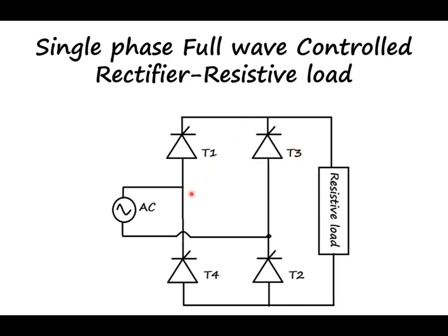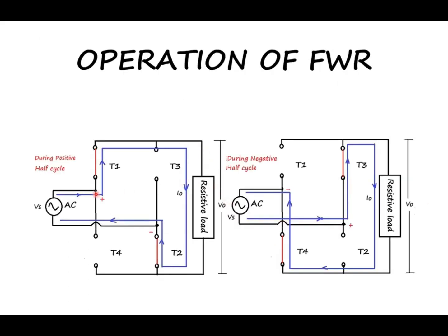So during positive half cycle, this junction is positive and this junction is negative. During negative half cycle, this junction is negative and this junction is positive. We see in this picture, during positive half cycle, T1 and T2 will conduct if the gate pulse is given. They are already forward biased. So when the gate pulse is given, the current flow will be from the supply through T1, through the resistive load, through T2, back to the supply.